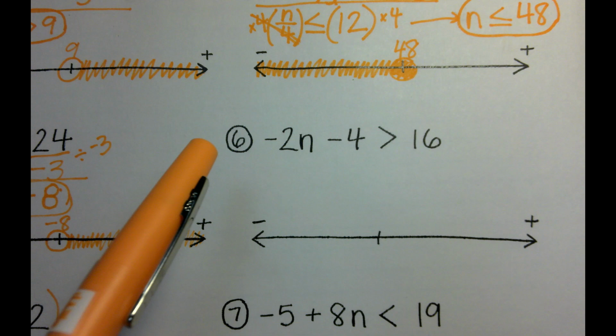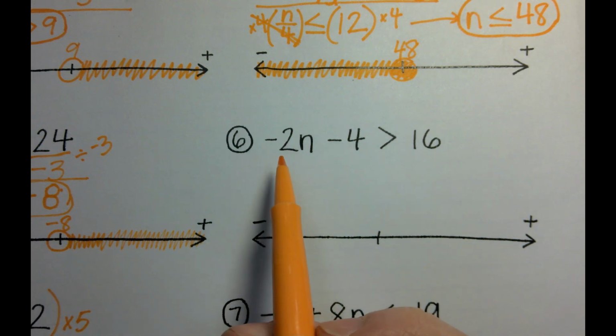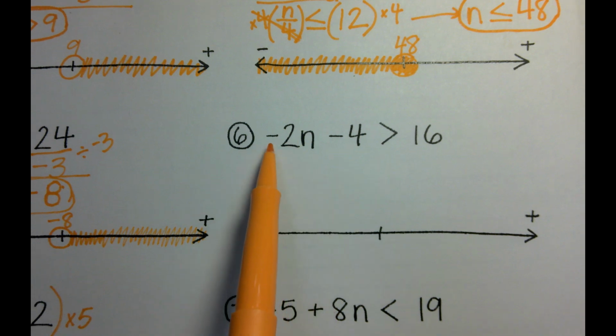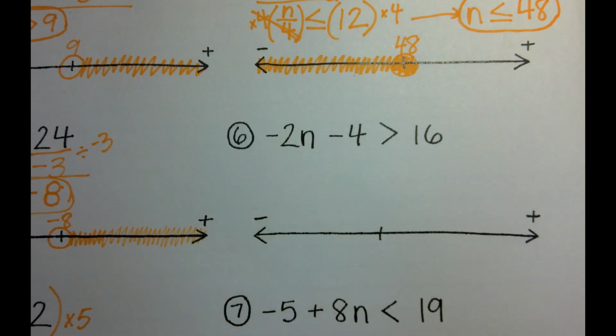Now, before we even start number 6, does anybody notice something funky going on in this problem where we're going to have to do an extra step? Yes, we have a -2 times our variable. So we know we're going to have to eventually divide by a negative here. So what's going to happen? We're going to end up flipping our sign. So it's good to keep that in mind. Anytime you see a negative sign on the variable, we know we're going to flip the sign at some point.